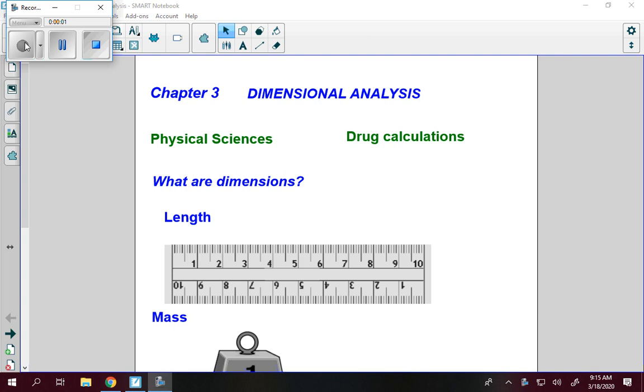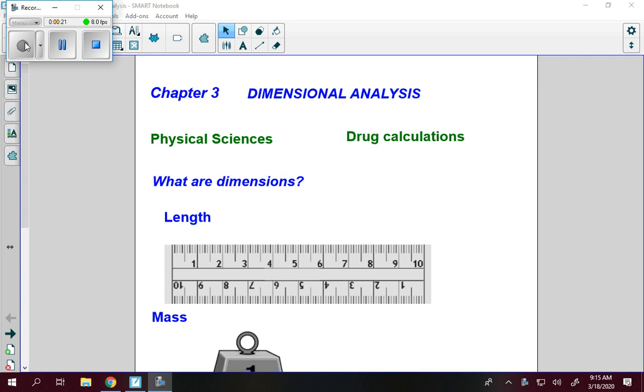All right. Moving on to chapter 3, dimensional analysis. Dun dun dun! I love dimensional analysis. It's such a big word. It's intimidating. However, dimensional analysis is just the process of canceling out units from top to bottom.